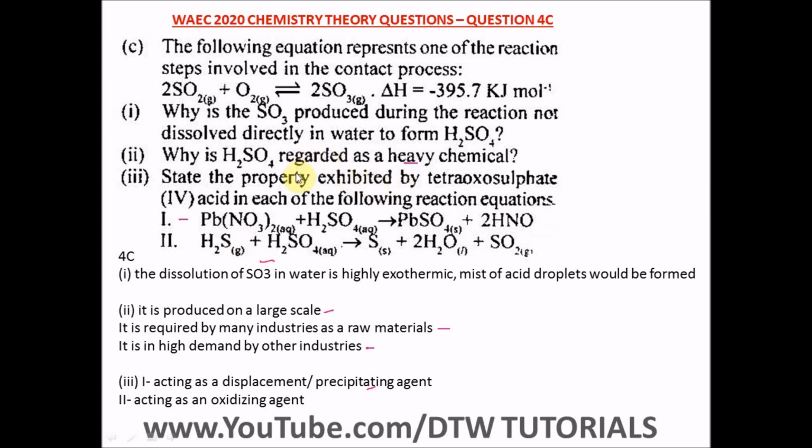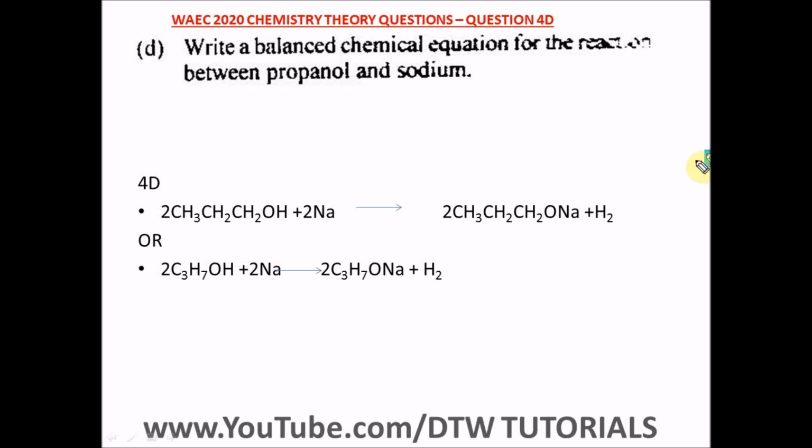WAEC theory question 4D says, write a balanced chemical equation for the reaction between propanol and sodium. You know propanol is C3H7OH. This is the same thing, we just condensed it here. 1, 2, 3, that's C3. 3 plus 2 is 5, plus 2 here is 7, so H7. You have your OH plus sodium. The reaction gives us sodium propoxide, and hydrogen gas is given off. If we remove propanol and put ethanol, the reaction will give us sodium ethoxide, and our hydrogen gas will still be given off.